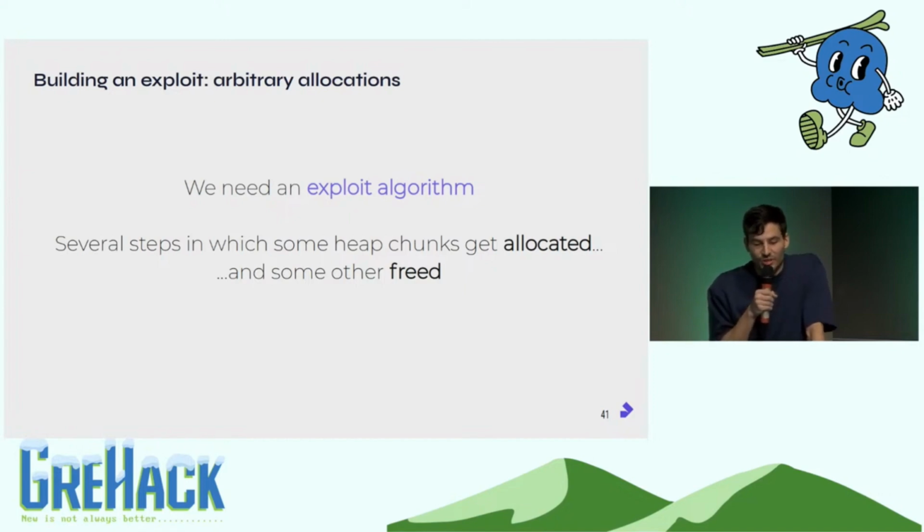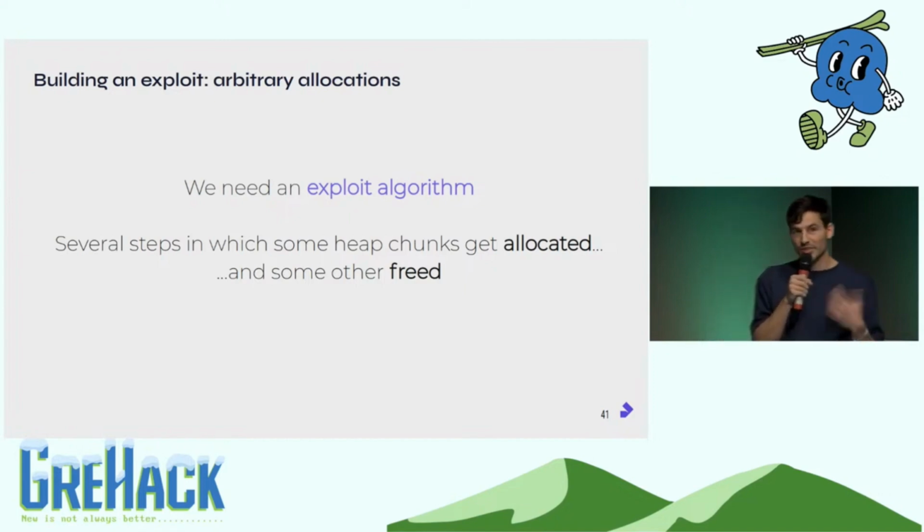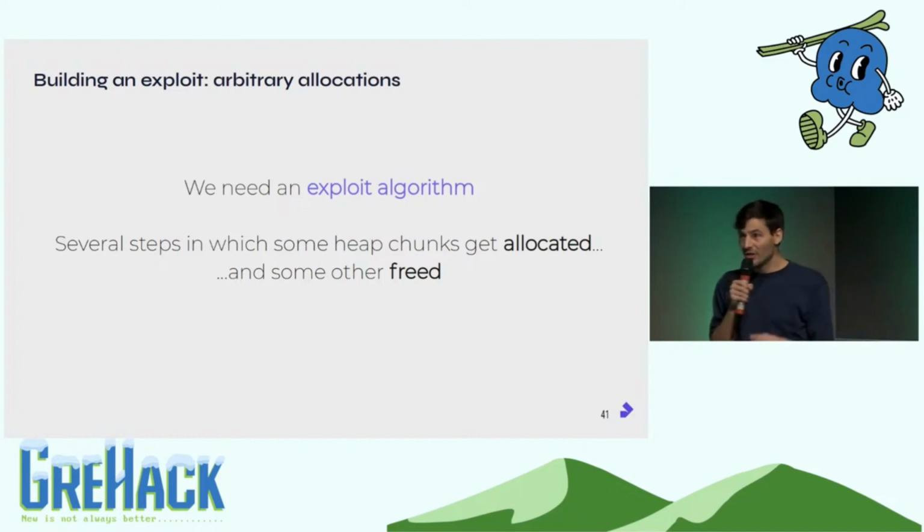But it's not enough, because we actually need an exploit algorithm. As I was saying before, generally you have to send a few requests to set up your heap, then you send your requests to exploit, and then you need to send other requests to actually use the bug. And here we need to do this using a single PHP filter string. So we need to be able to have several steps in the exploit in which heap chunks get allocated and deallocated, but without sending anything else.